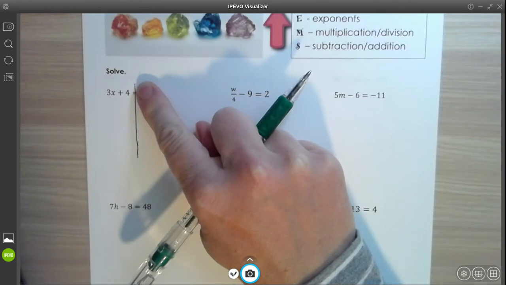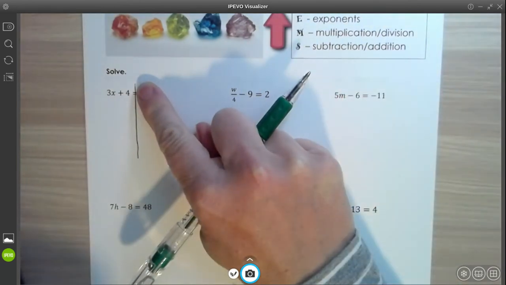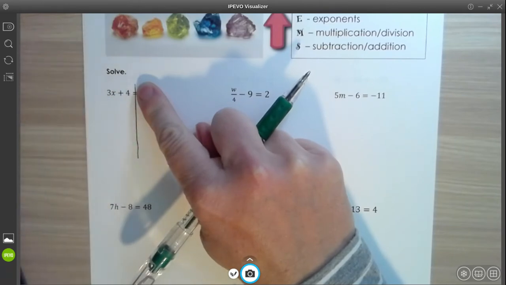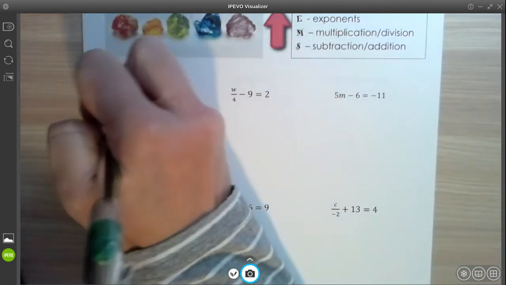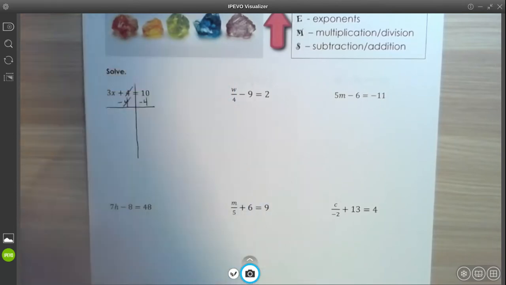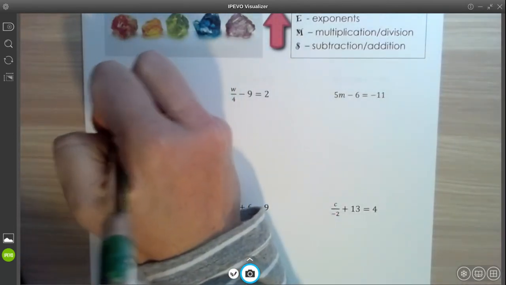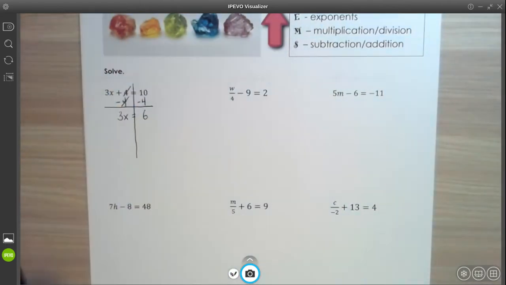So if we're working backwards, we're going to actually be starting with the subtraction or addition and getting rid of that. So I'm going to be getting rid of the plus 4 first. To get rid of a plus 4, we need to subtract 4 on both sides. When I get rid of that plus 4, I'm going to bring down the 3x on the left, and on the right, 10 minus 4 is 6.